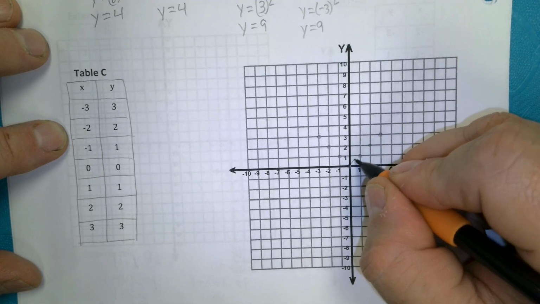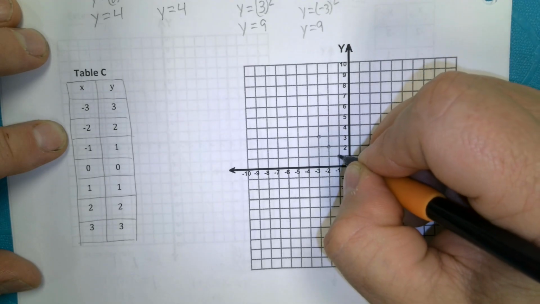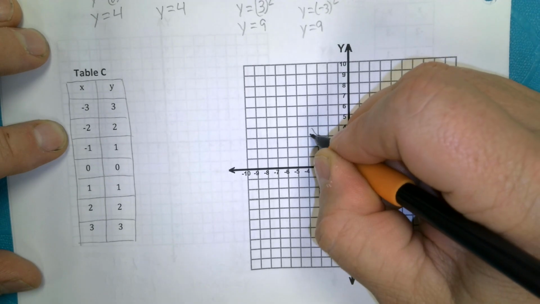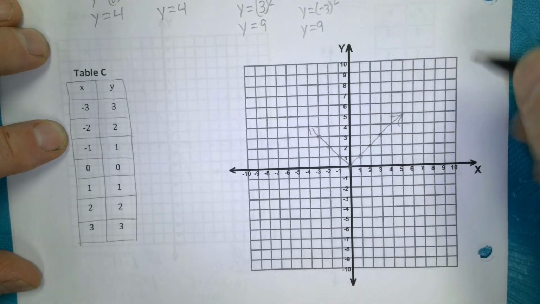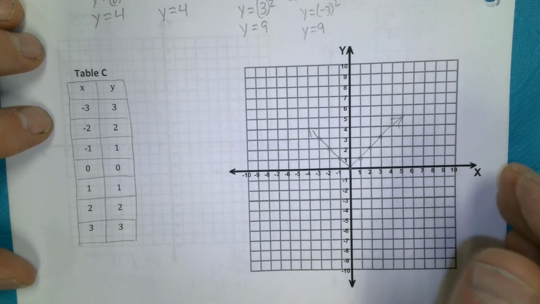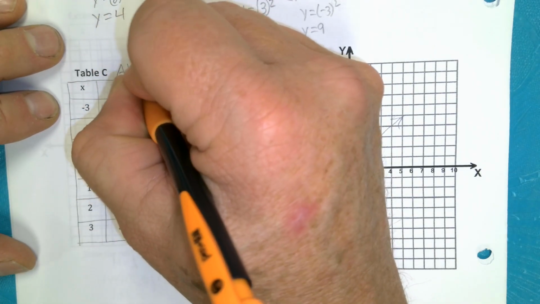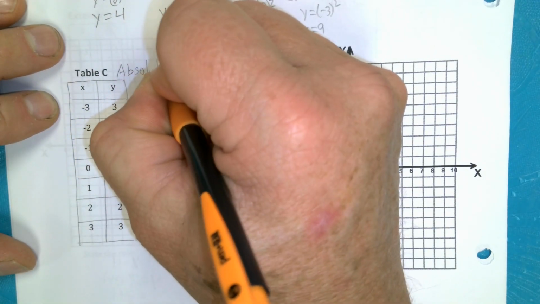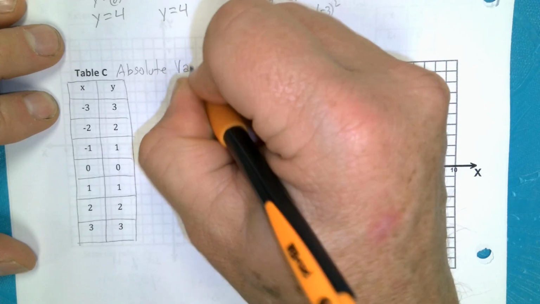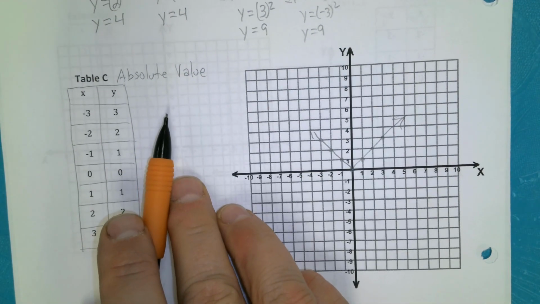So this graph actually continues on in this direction here. I'll just put arrows. And it kind of has a V shape to it. And the reason it does that, this is called an absolute value graph. Now let's talk about absolute value.